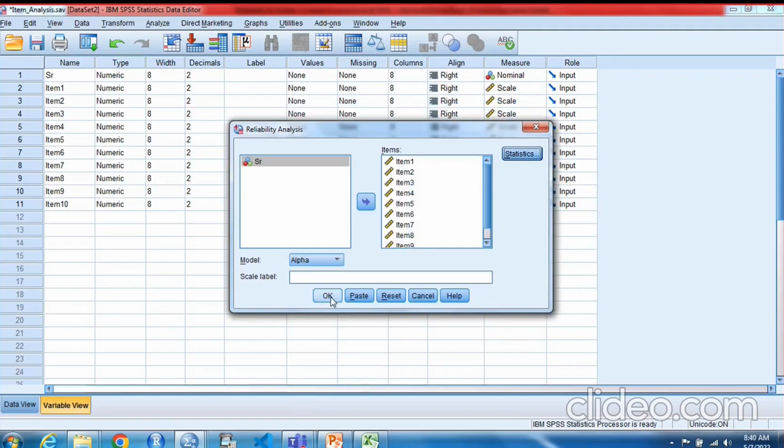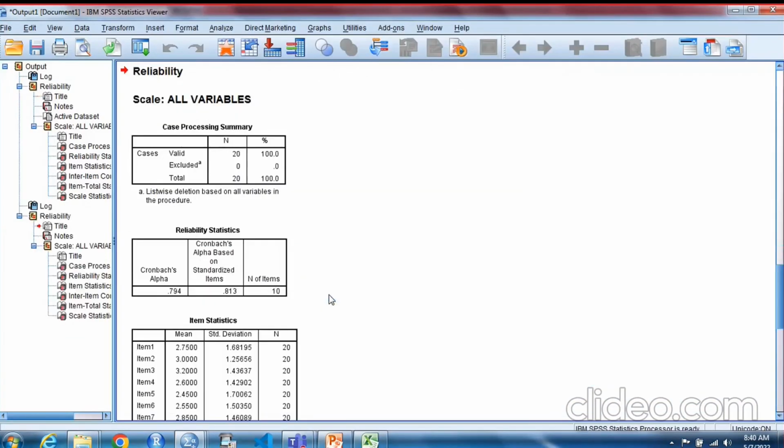And this model is alpha, called Cronbach alpha. You can click the other models too. Before Cronbach alpha, there was something called split half. Then there's parallel and strict parallel. But Cronbach alpha is the most popular. I'll just say okay, and I get the results coming in now.